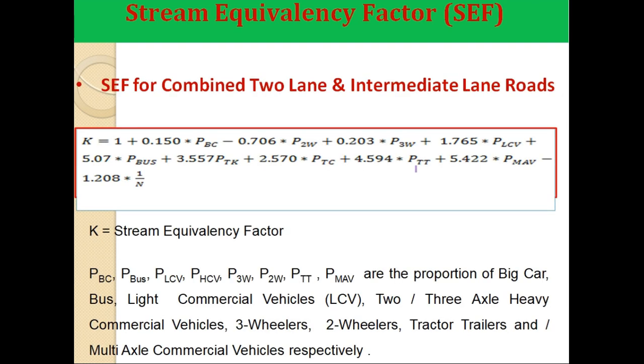You can do it for two lane and intermediate lane roads using this equation: P_BC, big car, two wheeler, three wheeler, LCV, and so on. These are the proportions, and you can find out K values, and once you know the K value, you can multiply the flow in vehicles per hour by this K factor to get flow in PCU per hour.